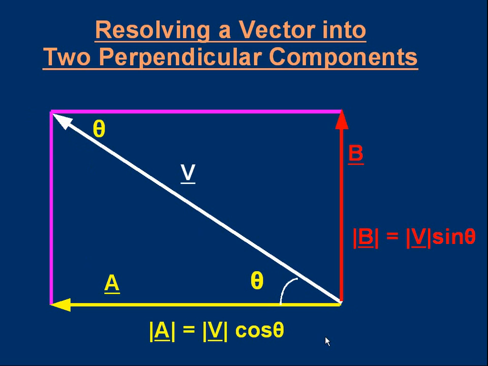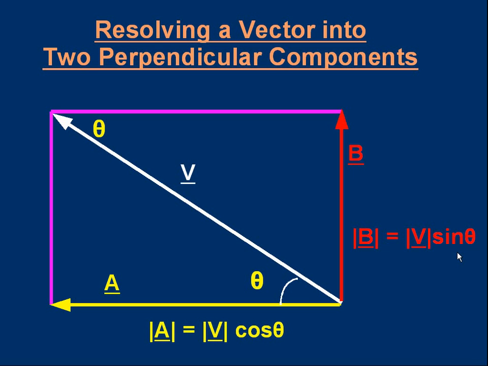So if I want the length, the magnitude of a, it's simply the magnitude of v, which is the length of the diagonal, times the cosine of theta, because a is the adjacent side. So the magnitude of a is the magnitude of v times cos theta. And similarly, look at the top triangle. The magnitude of b is the magnitude of v times sine theta. It's the opposite, equals hypotenuse times sine. That's very important. You may want to pause the video and make sure you understand that.